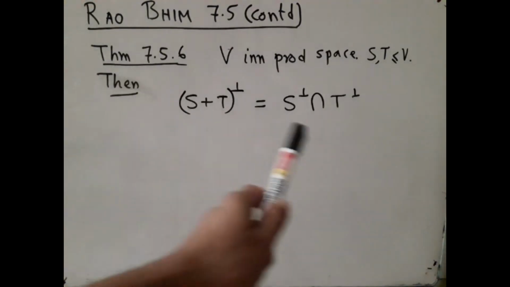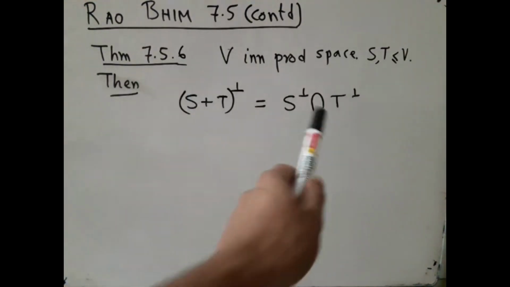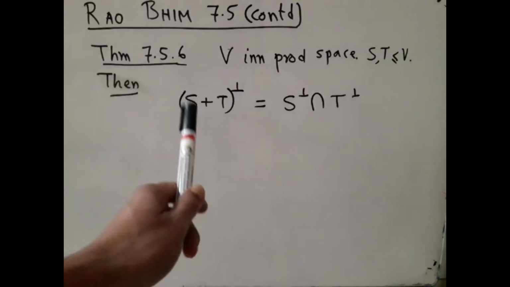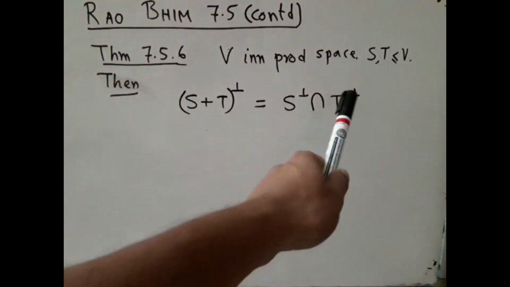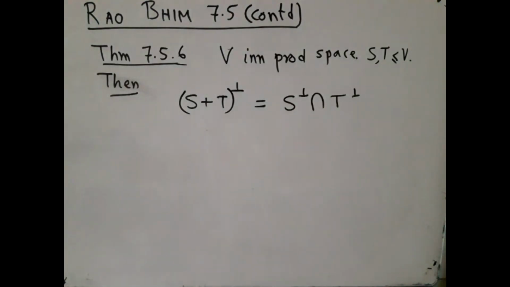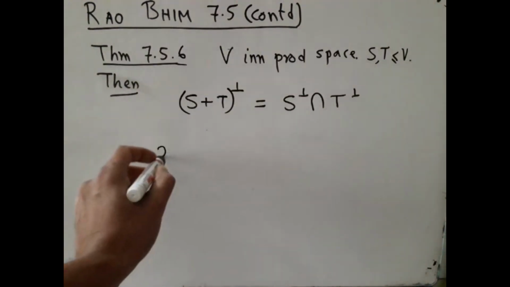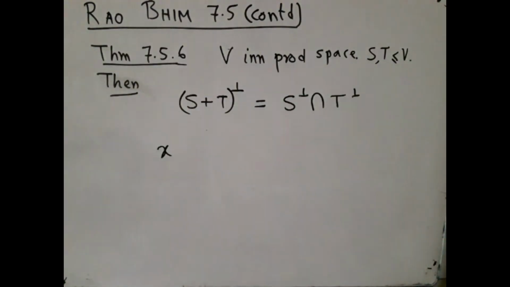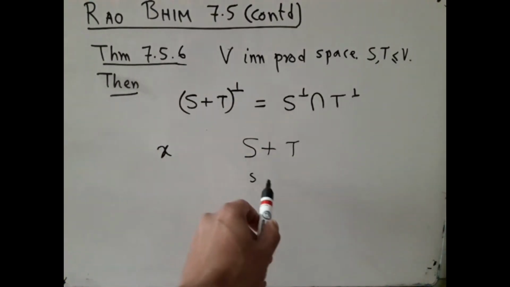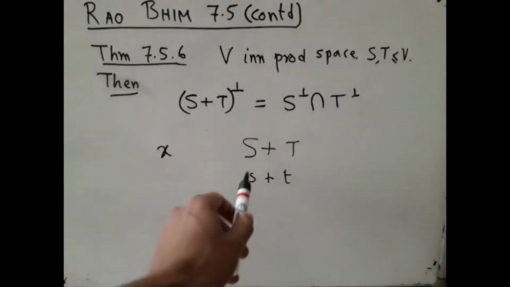Whenever we want to show that some set is equal to some other set, basically there's only one technique. You take any arbitrary element here and show it is there, then take any arbitrary element there and show it is here. So let's start. Suppose I take any arbitrary element x in the left hand side. I know that it must be orthogonal to everything in S plus T. Now what are the elements of S plus T? They are of the form little s plus little t, where s is in S and t is in T.